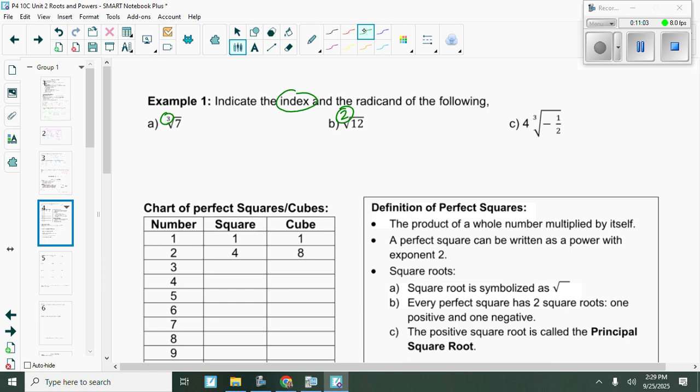It's only going to be one of them. It would be the 3. Yeah. Okay. The index is usually written a little bit smaller. Okay. We'll get back to what the 4 is in a second.